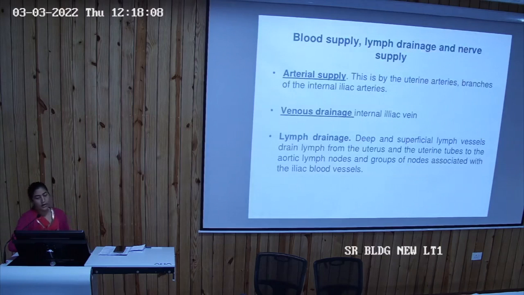Arterial supply, venous drainage, lymphatic drainage: you don't have to remember this, you just go through the names. The uterus is supplied by the internal iliac artery. Venous drainage goes through the internal iliac vein. Usually the names of the veins are the same as the arteries everywhere, and the lymphatic drainage of the uterus and the uterine tube goes to the inguinal lymph nodes.